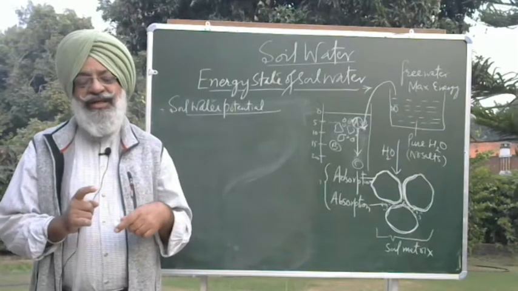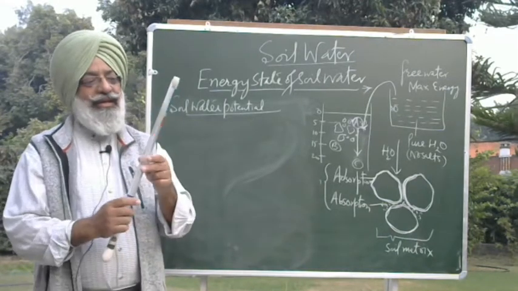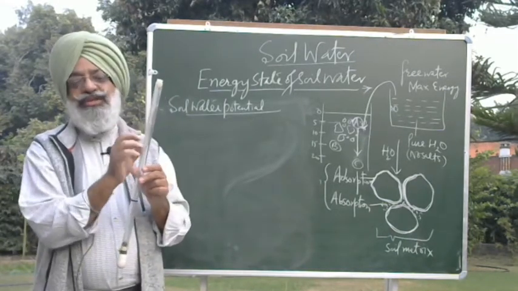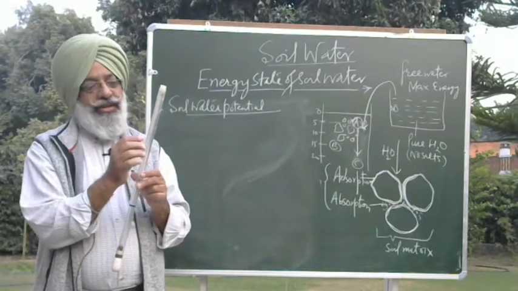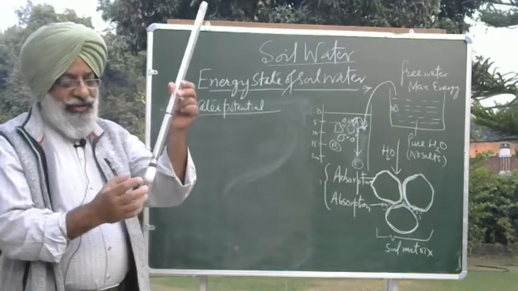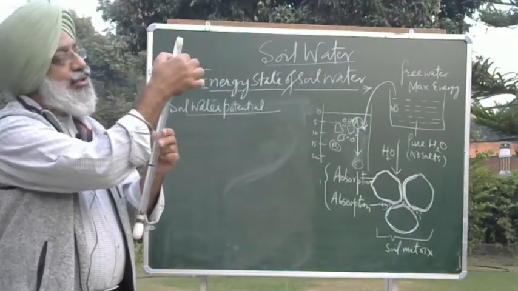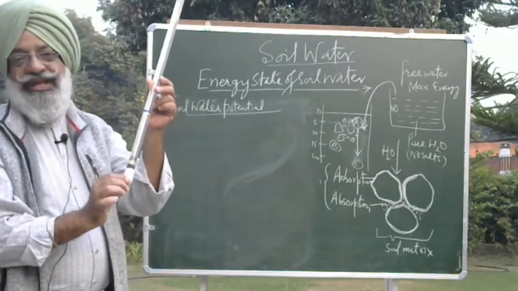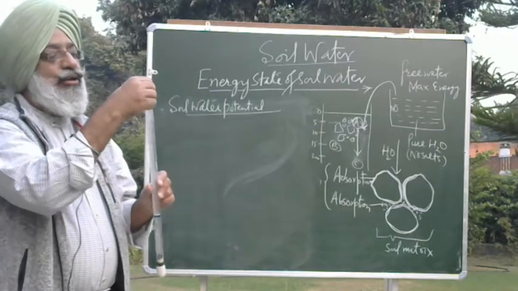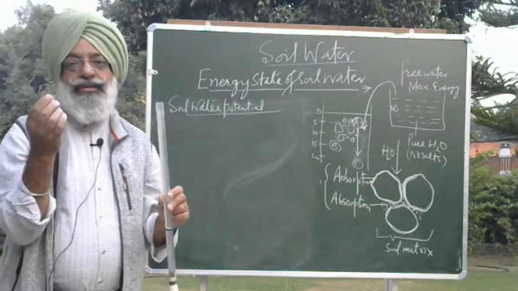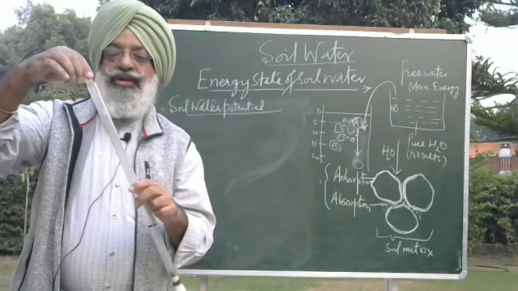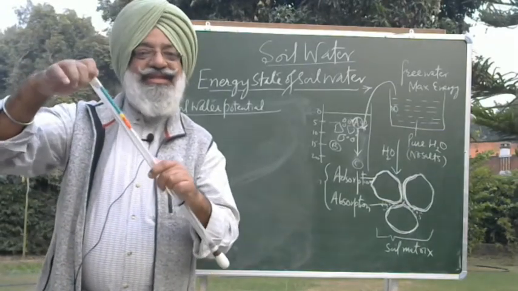Then the idea came to our mind to have a two-tube system of tensiometer. We modified the tensiometer. This is the ceramic cup, the outer tubing. Then we have the inner tube which is connected to the ceramic cup. And this is the silicon cork. The silicon cork assures the airtightness of this system.